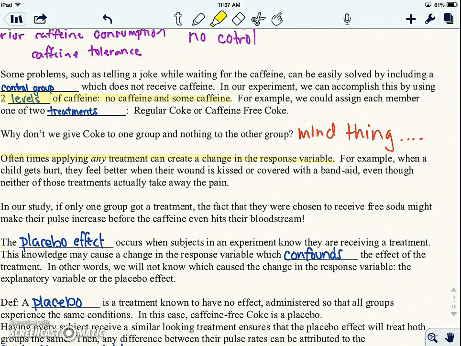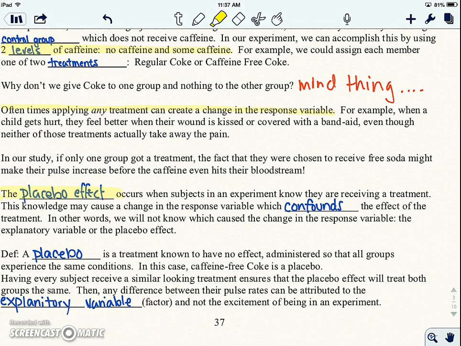That is known as the placebo effect. It occurs when a subject in an experiment knows they are receiving a treatment. This knowledge may cause a change in the response variable, which confounds the effect of the treatment. Okay, so there's your vocab word. In other words, we will not know which caused the change in the response variable, the explanatory variable or the placebo effect.